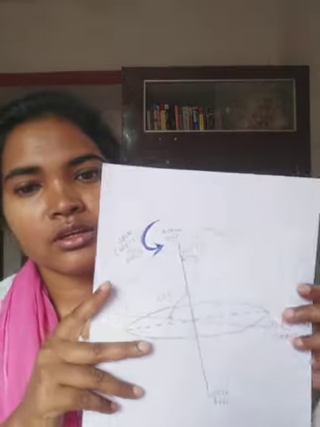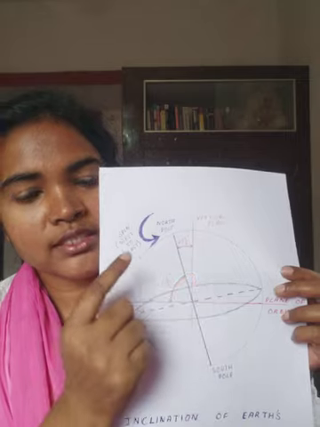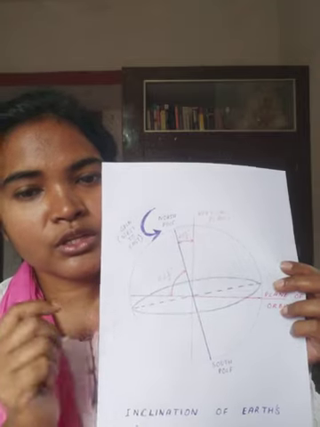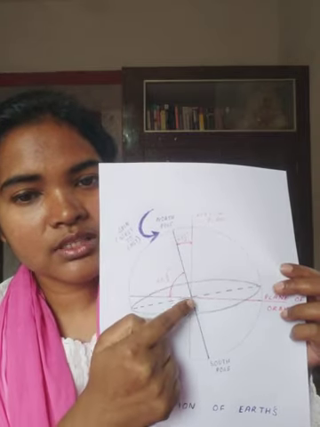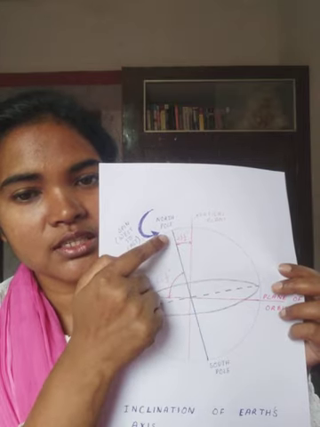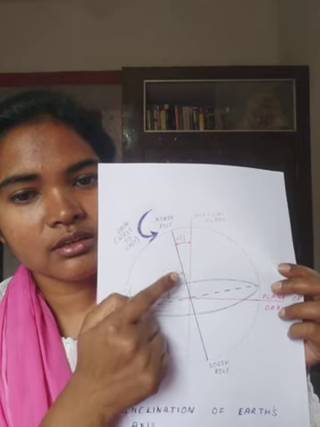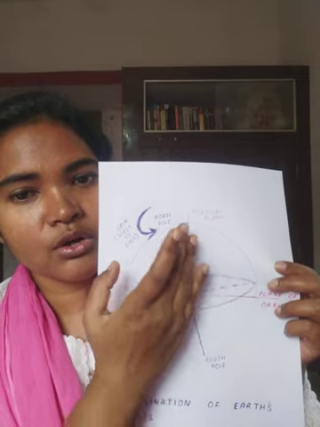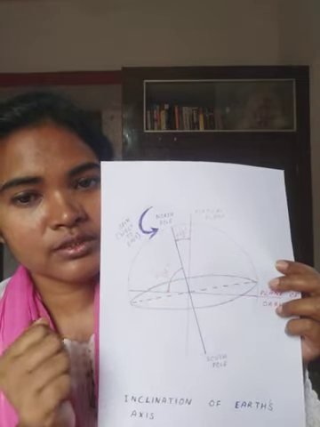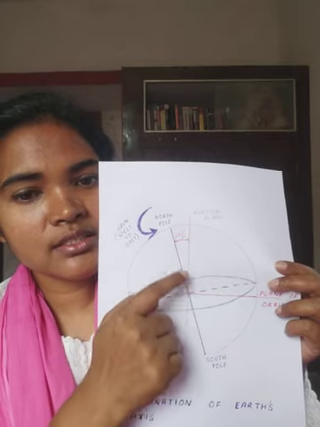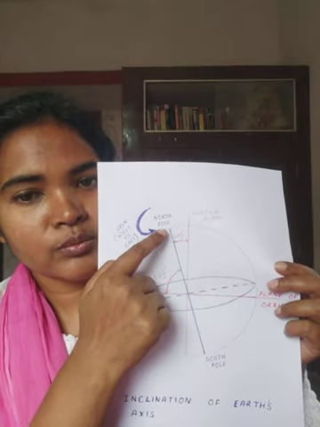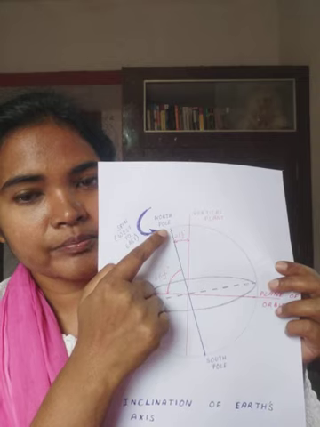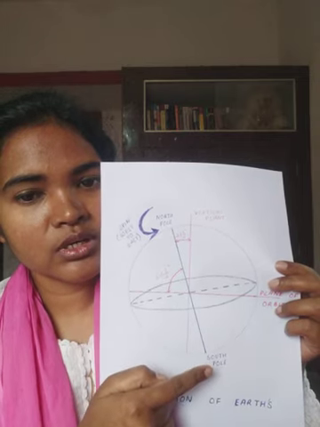Now we'll see the axis of the Earth. We saw that the Earth moves west to east. So axis of the Earth is the imaginary line which passes through the center of the Earth, about which the Earth spins or rotates west to east, and its two ends make North Pole here and the South Pole downwards.